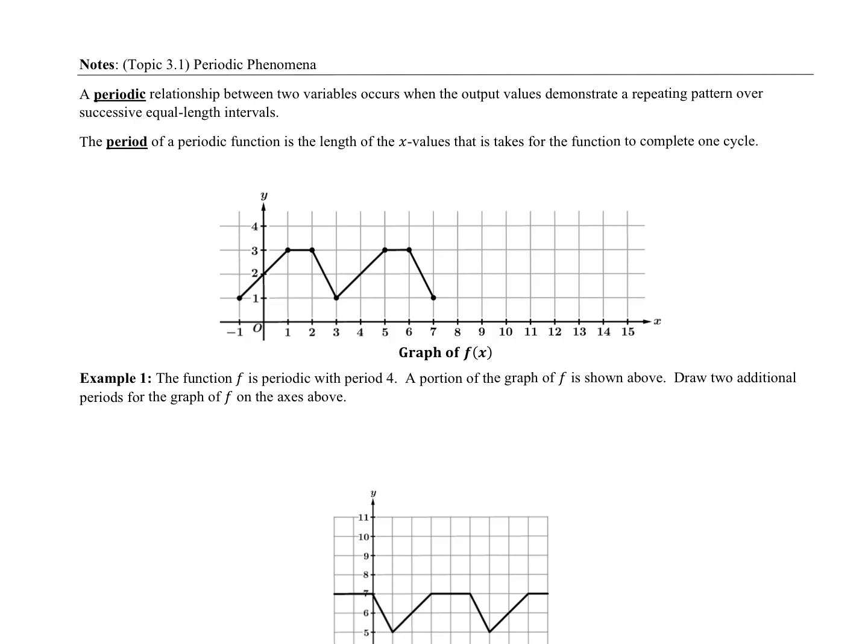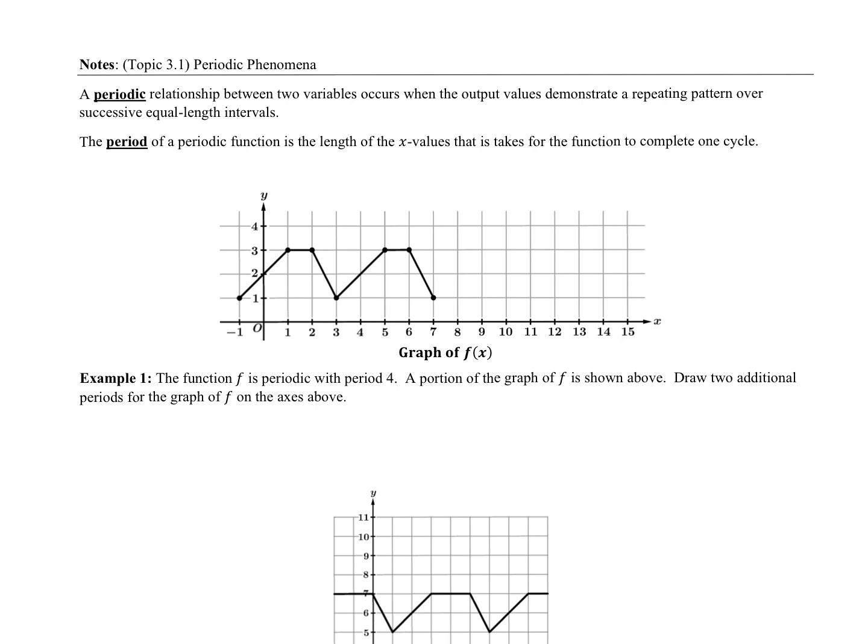Right, here we go. 3.1, periodics. A periodic relationship between two variables occurs when the output values demonstrate a repeating pattern over successive equal length intervals. The period of a periodic function is the length of the x values that it takes for the function to complete one cycle. All right, so again, it's a cycle. It depends on what we're talking about.